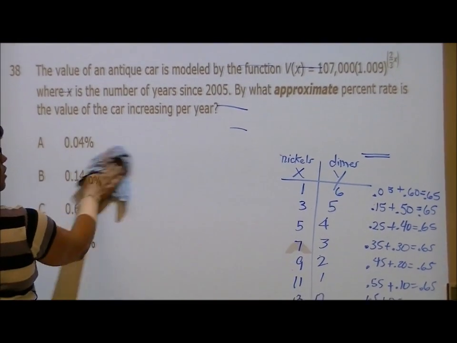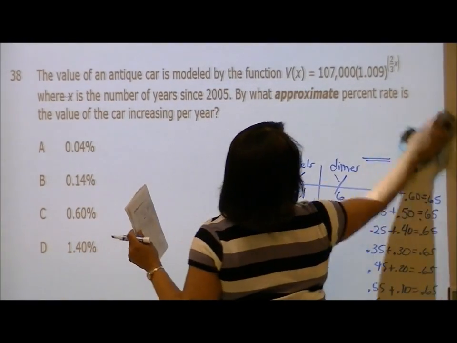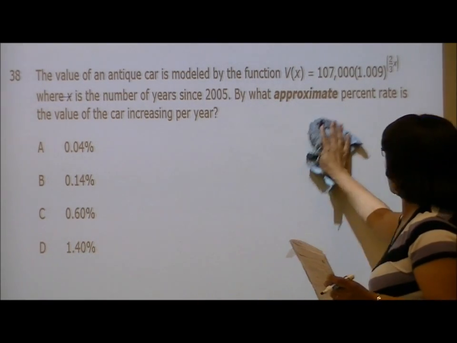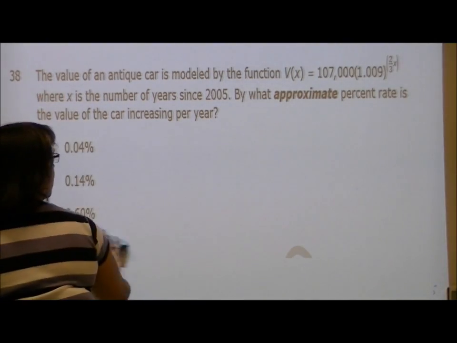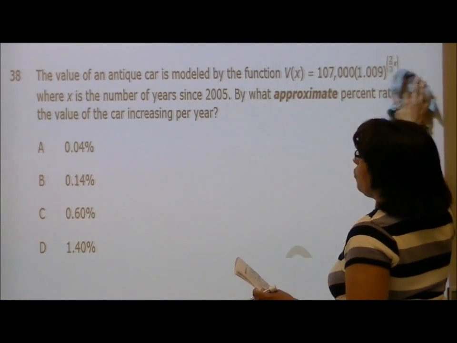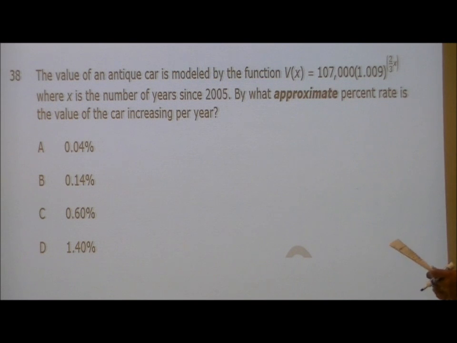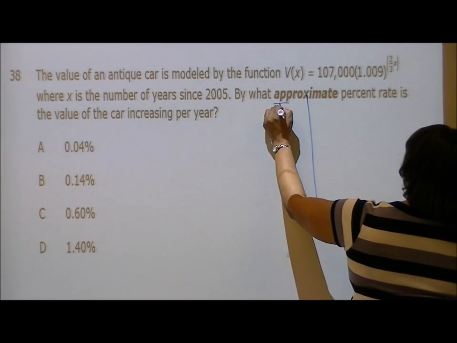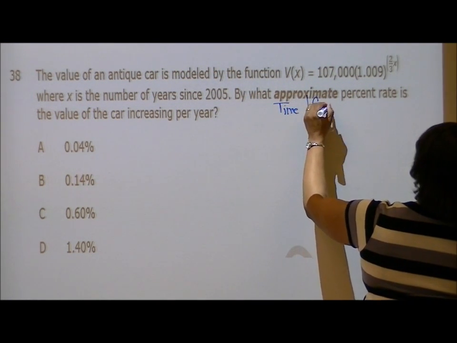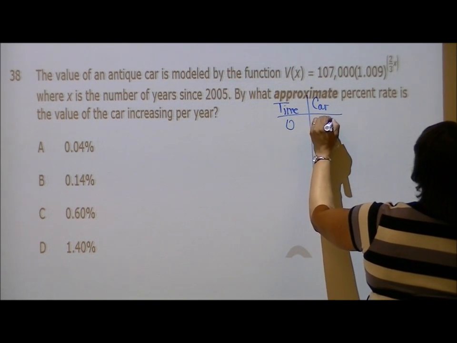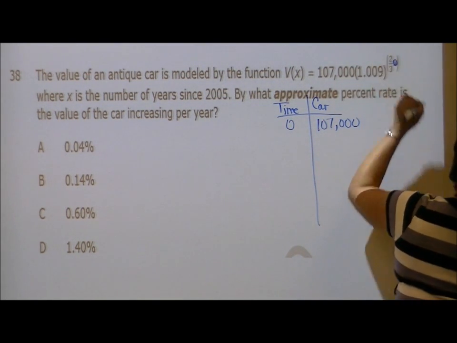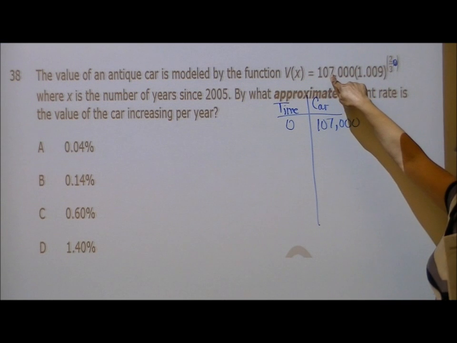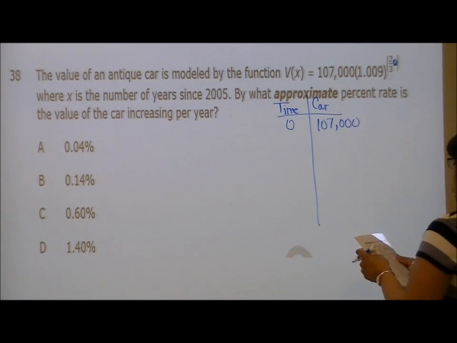The value of an antique car is modeled by the function v of x is equal to 107,000 times 1.009 to the 2/3 x, where x is the number of years since 2005. By what approximate percent rate is the value of the car increasing per year? So I made a little table. In my table, I put time here, and then I put the car price here. At time 0, it's 107,000. Because if you put a 0 for x, that means that's a 0 power, and anything to 0 power is 1. And 1 times 107,000 is 107,000. So that's your initial value.